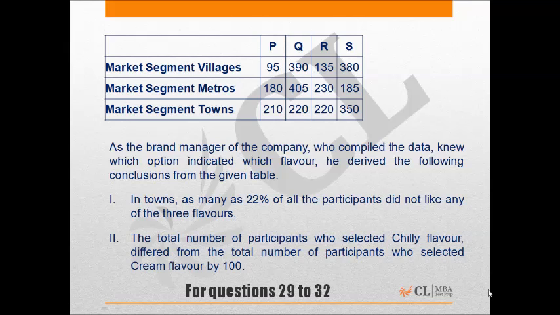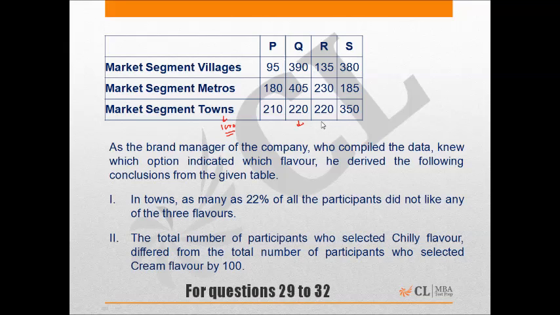In towns, as many as 22% of the participants did not like any of the three flavors. As we know that 1,000 participants participated from each of the three market segments, which means 1,000 people participated from the town segment, and 22% of this is 220. So those who did not like any of the three is represented by either Q or R. Now let's move to the next statement.